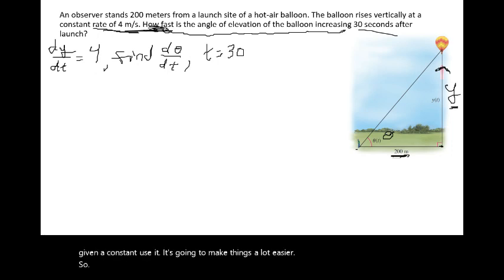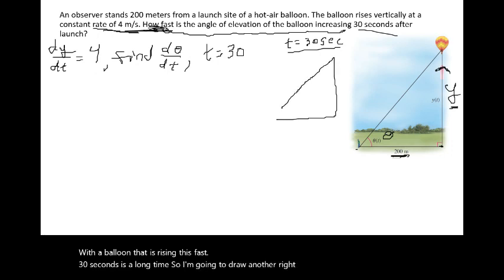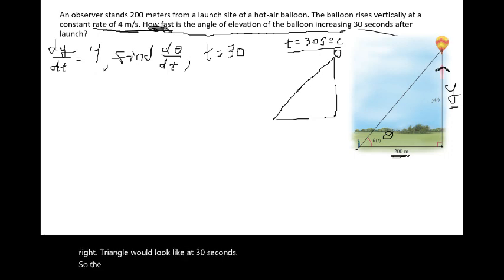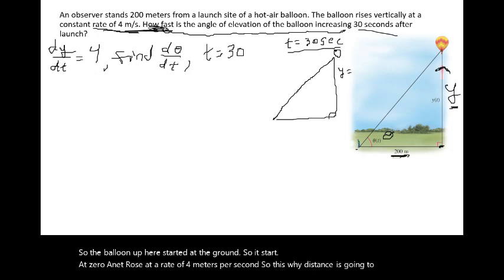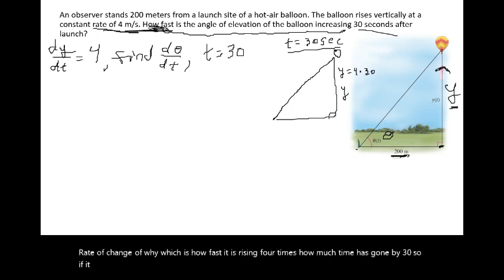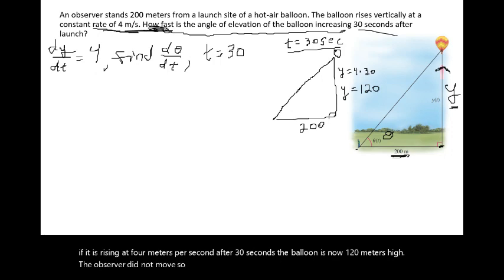So with a balloon that is rising this fast, 30 seconds is a long time. So I'm going to draw another right triangle to represent what this right triangle would look like at 30 seconds. So the balloon up here started at the ground, so it started at 0 and it rose at a rate of 4 meters per second. So this y distance is going to be the rate of change of y, which is how fast it is rising, 4, times how much time has gone by, 30. So if it is rising at 4 meters per second, after 30 seconds, the balloon is now 120 meters high. The observer did not move, so this distance is still 200.